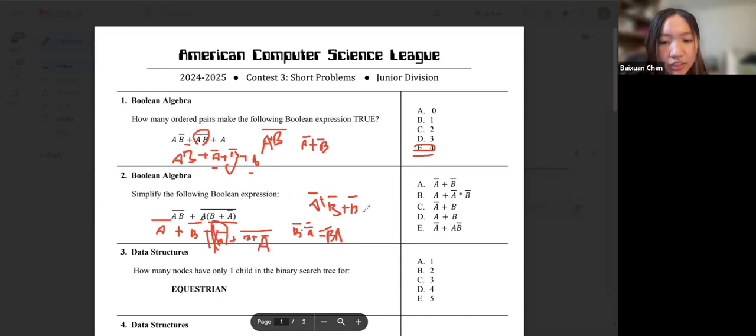But then this isn't any of the answer choices, right? Because it can be further simplified by using the distributive property again, where we turn this into not A plus not B times 1 plus A, because this just turns into this expression. And then 1 plus A just turns into 1, because no matter what A is, this will evaluate to true. So we have not A plus not B. Are there any questions about this problem?